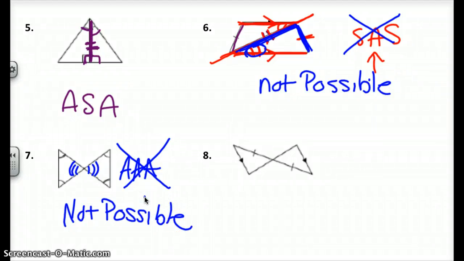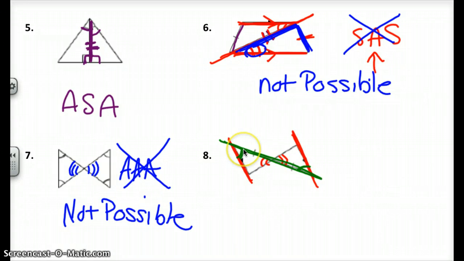Let's look at number 8. I see my vertical angles right away. I'm going to mark those. Okay, now I'm looking at my parallel lines. I'm looking for my transversal. I'm going to pick, starting at the top, going down. Do you see the angles that are created there? This one and this one. Now I have two angles. I have this angle and I have this angle, and I have the side in between. So that's angle, side, angle, because I have the side in between.